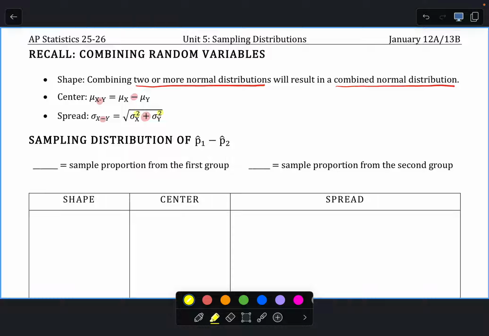Now, this is just giving you insight into how these rules come about. These formulas that we're going to have are on your formula chart. You really don't have to prove how they occur, but I am going to show you where they're coming from.